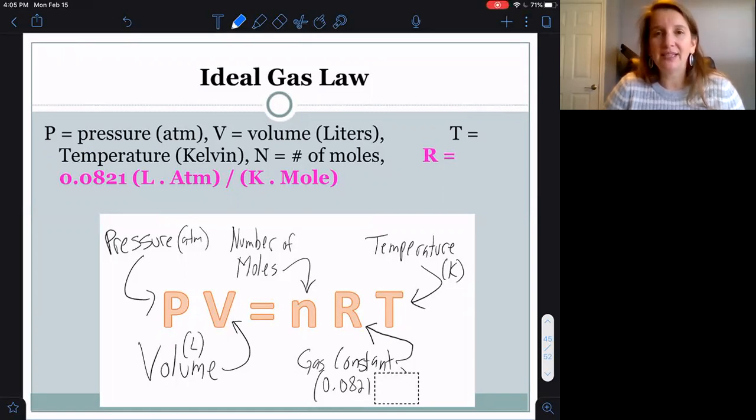Now, with the ideal gas law, everything has to be in a specific unit in order to use this equation. You have to have pressure in atmospheres, you have to have volume in liters, you have to have temperature in Kelvin. You have to have those 3 conditions, and it's all based on the units of your ideal gas law constant here.